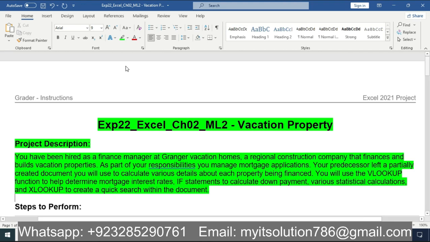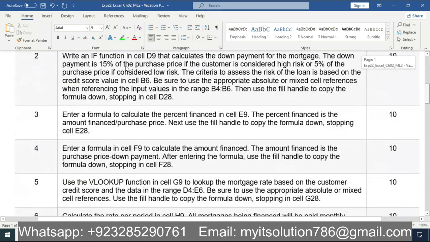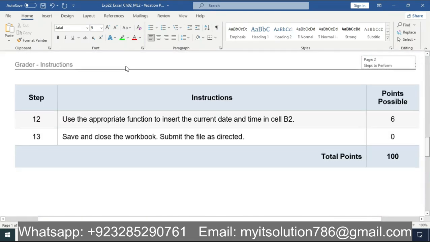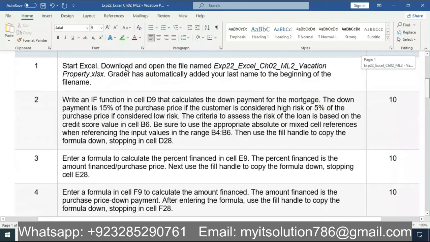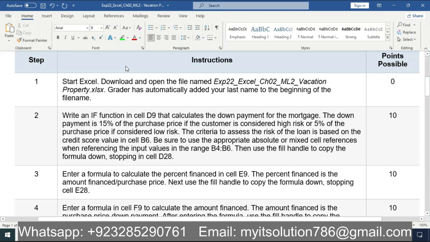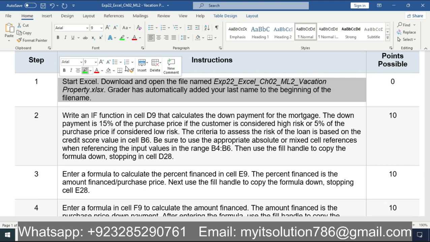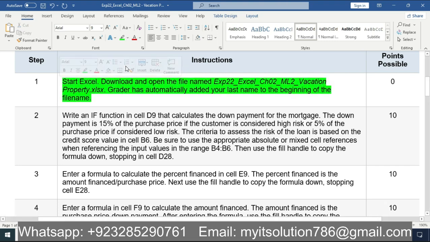Our important part of the assignment is these steps. This assignment consists of 13 steps. So I can solve the 13 steps step by step. Our first step is start Excel, download and open the file named Exp2022 Excel Chapter 2 ML2 Vacation Property. Grader has automatically added your last name to the beginning of the file name.